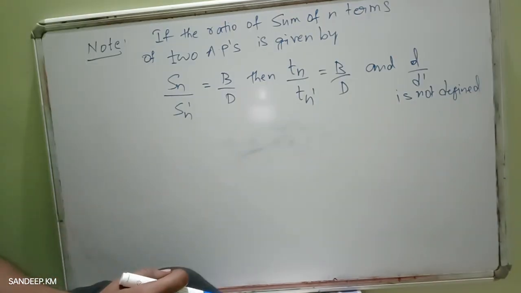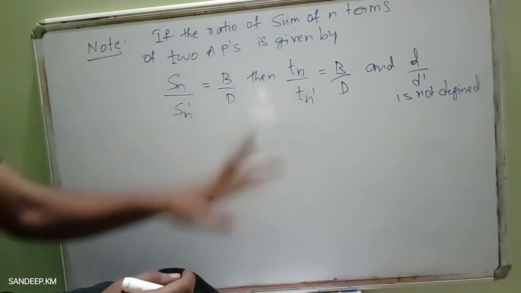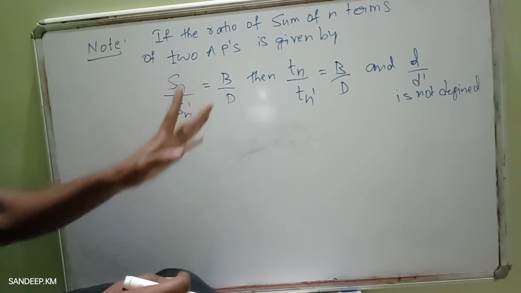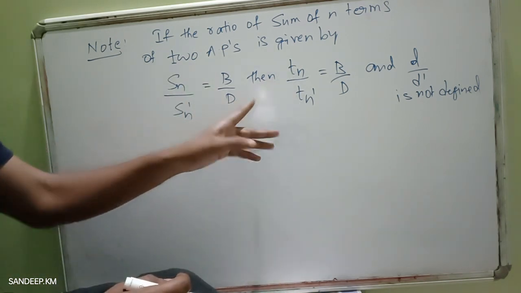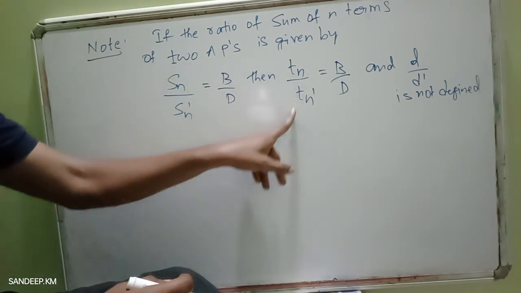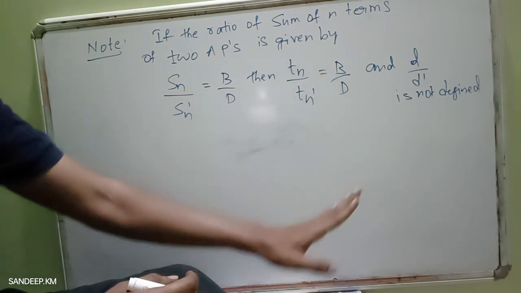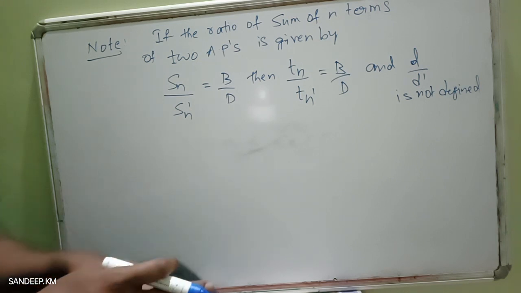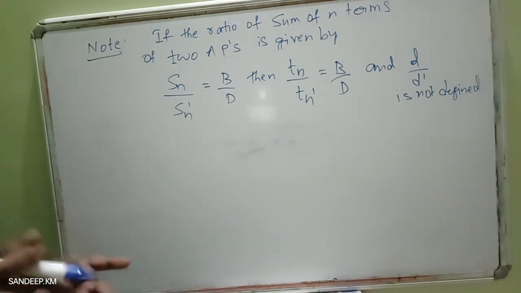What is that note point? If the ratio of the sum of n terms of two APs is given by Sn by Sn dash equal to b by d, then what happens? Then Tn by Tn dash will also be b by d only, and d by d dash is not defined. Okay, now it is not defined. What is the reason? Let us check it. Let us see how to prove it.